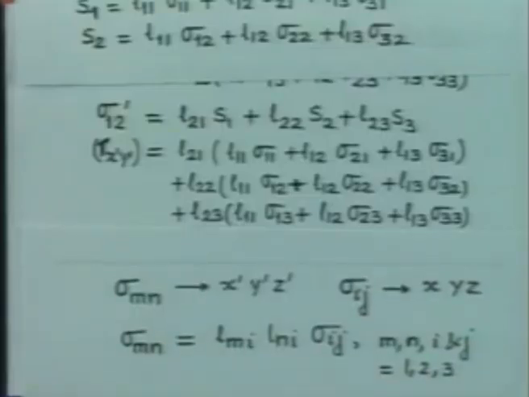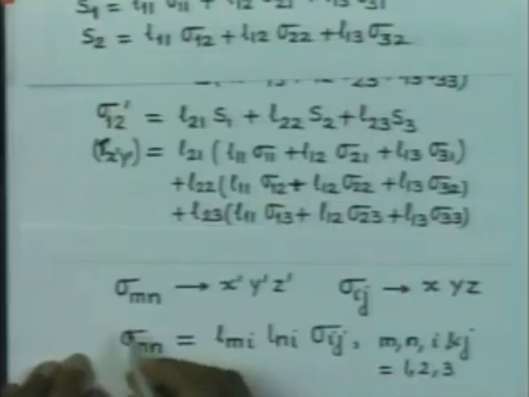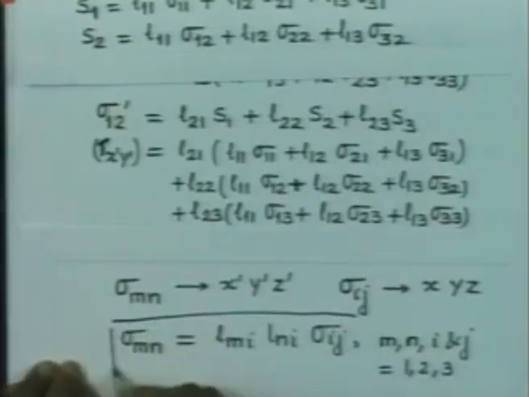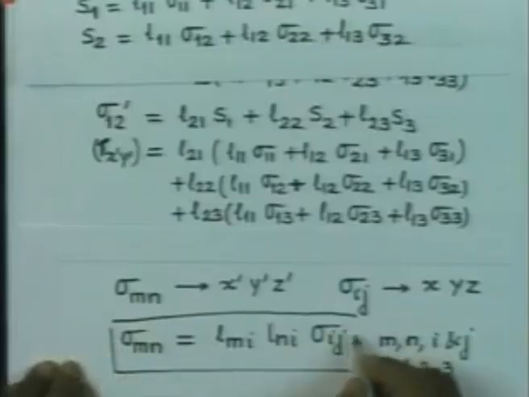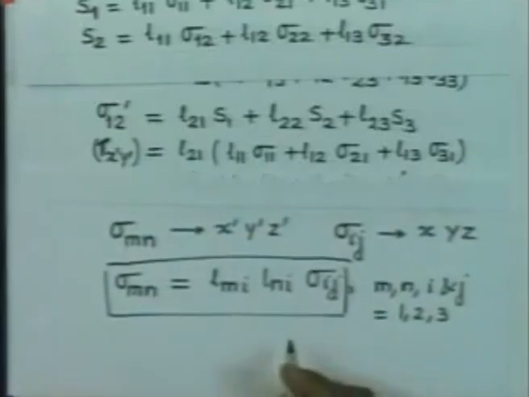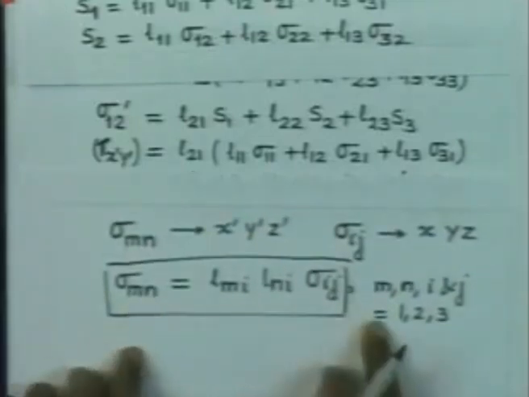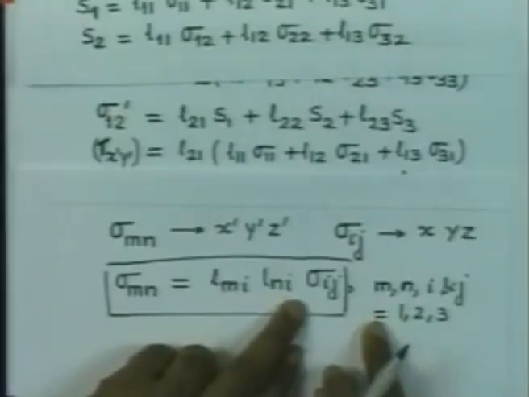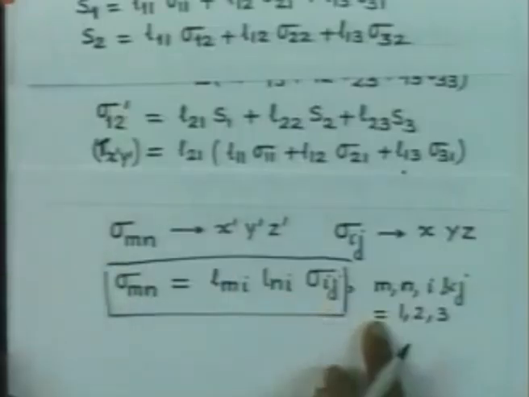So, this is the transformation rule for a second rank tensor. This is the rule for transformation of a second rank tensor: sigma Mn is equal to L Mi into L Ni into sigma ij.